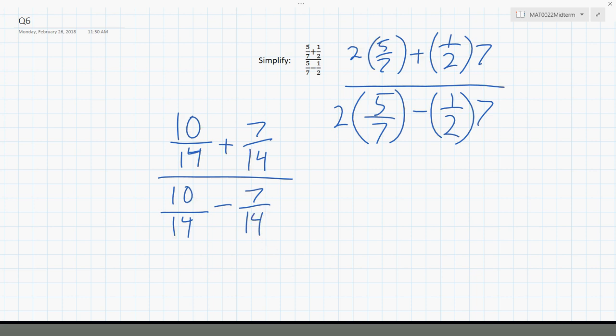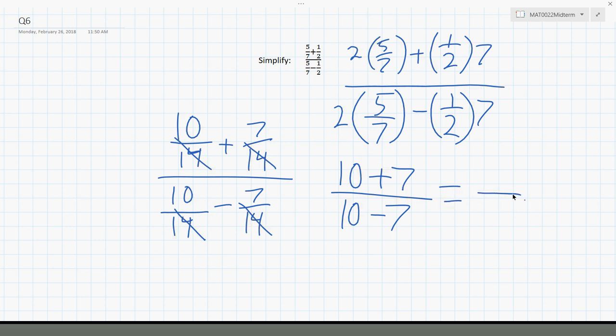This still looks very messy, but at this point, I can cross out all of the 14s because everything's divisible by the same thing, right? So now I'm going to go 10 plus 7 over 10 minus 7. And what's that going to give me? 17 over 3. Wasn't that hard. So whenever you see the same repeating denominators, do your best to get them all to one number so you can cancel them all out.